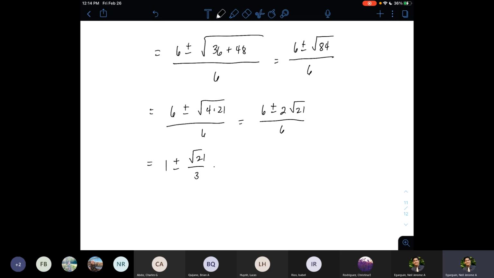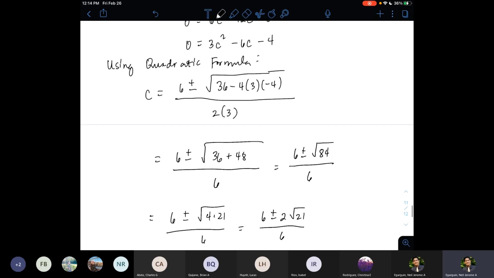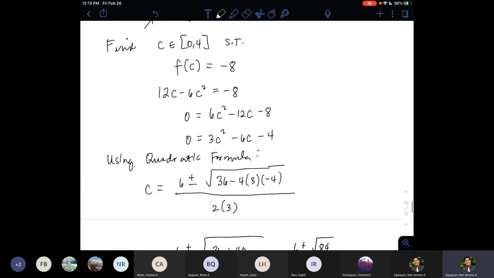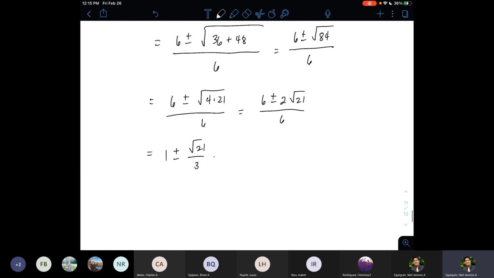Okay. So these are the two candidates for our C values. But remember, we're only interested in C values that are between 0 and 4. Note that 1 minus root 21 over 3 is less than 0. So it won't qualify. I know it is because root of 21 over 3 is definitely greater than 1, okay, because root of 21 is greater than root of 9.